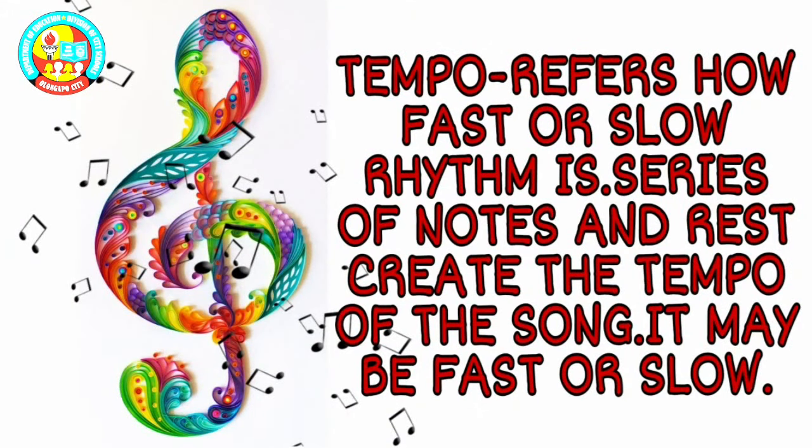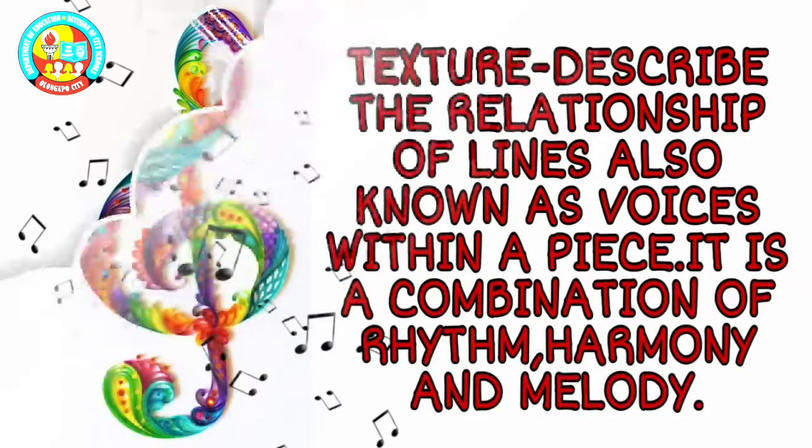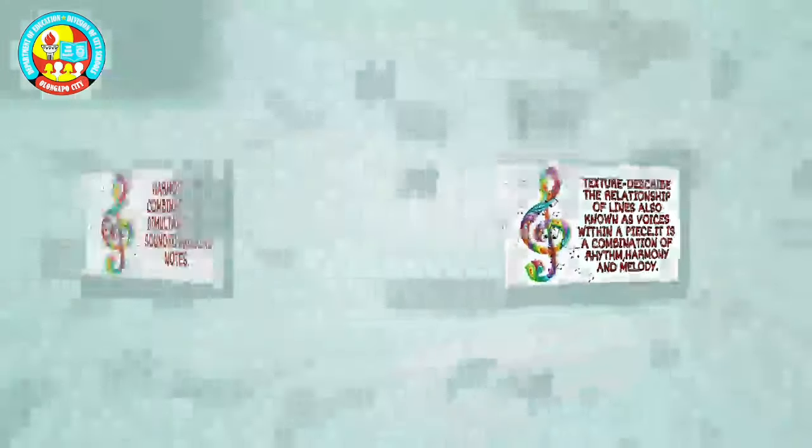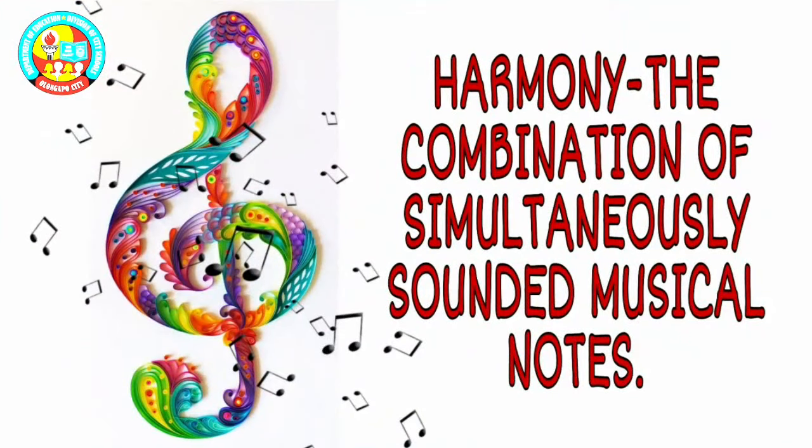Tempo refers to how fast or slow the rhythm is. Series of notes and rests create the tempo of the song. It may be fast or slow. Texture describes the relationship of lines, also known as voices, within a piece. It is a combination of rhythm, harmony, and melody. Harmony, the combination of simultaneously sounded musical notes.